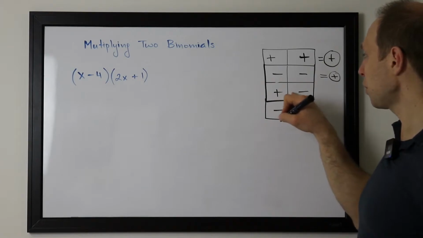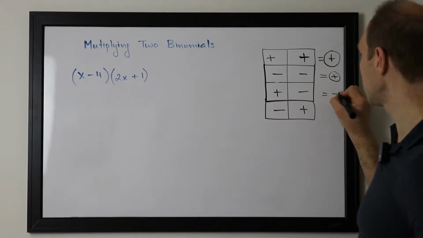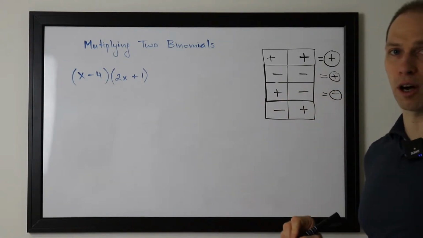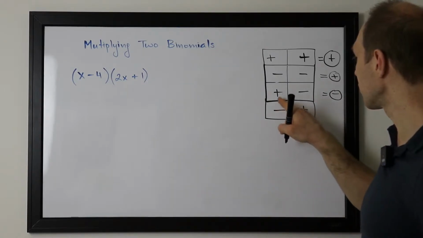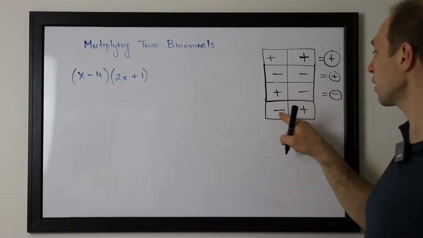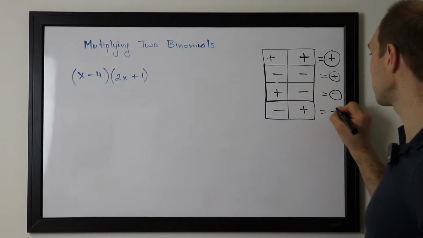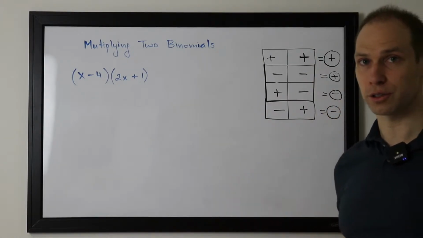If the signs are opposite, it's the negative that dominates. Again, positive times negative or negative times positive will produce a negative answer.